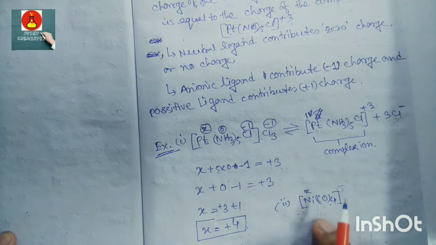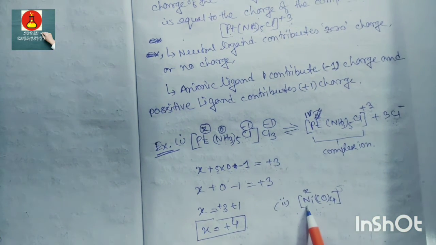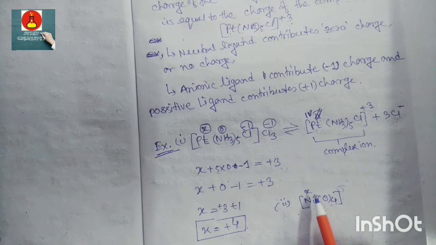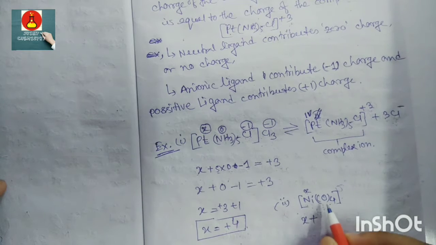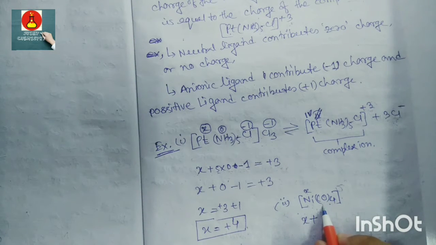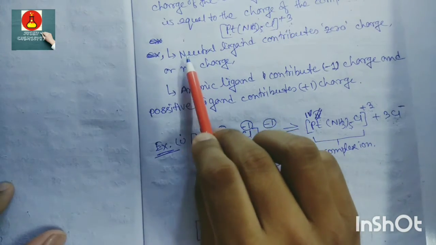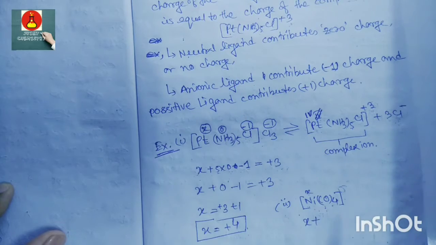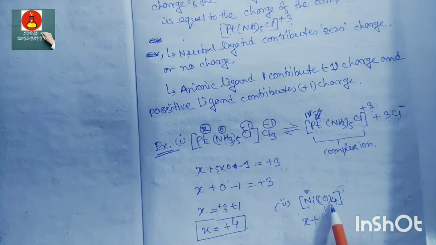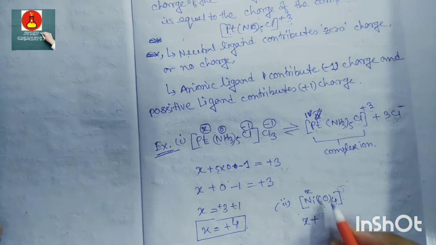Now let's calculate another one. This is a new neutral complex which has nickel and carbonyl. There are 4 carbonyl ligands and 1 nickel. So let's say the charge of this nickel is X. So X plus, now this is carbonyl, which is a neutral ligand, right? So it will contribute 0 charge. As I already told you, a neutral ligand contributes no charge. So each of these carbonyls will contribute 0 charge.